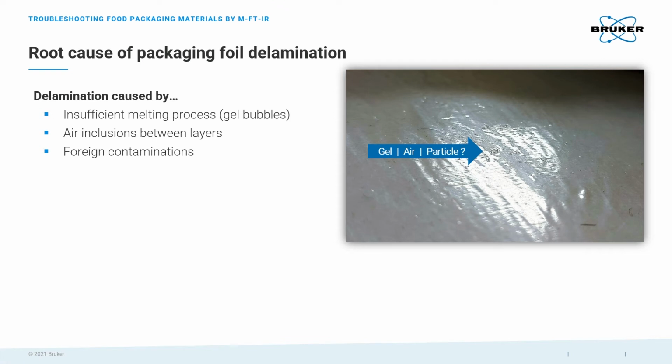Delamination could be caused by insufficient melting processes, which could cause gel bubbles, air inclusions between layers, and also, of course, foreign contaminations deriving during the manufacturing process. In our example, what we see here is a foil, and on this foil, exactly here in the center, an inhomogeneity or a contamination, which is not clear, which could derive as a gel, air, or particle. So therefore, we need to check it.